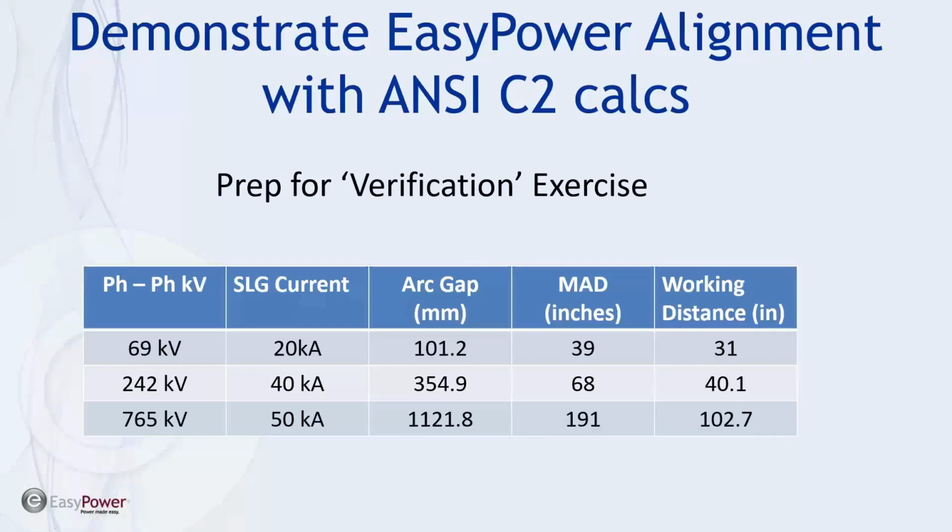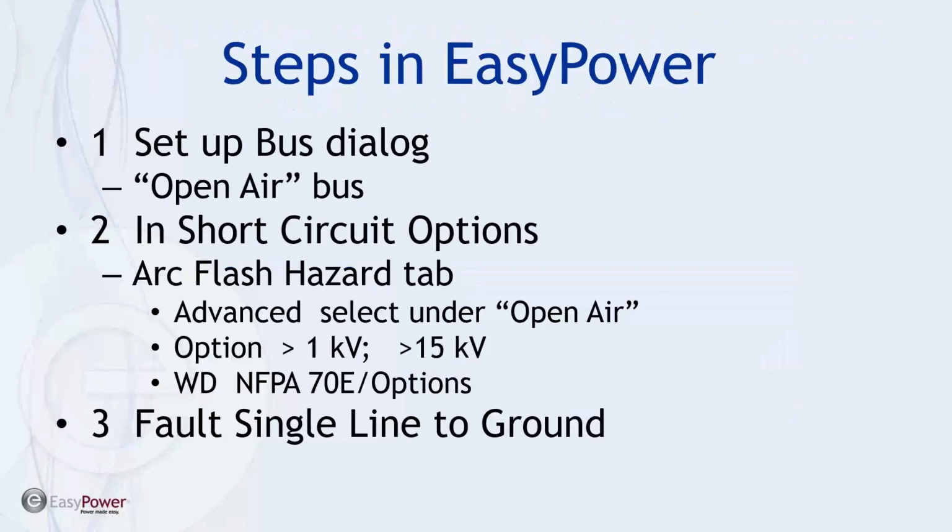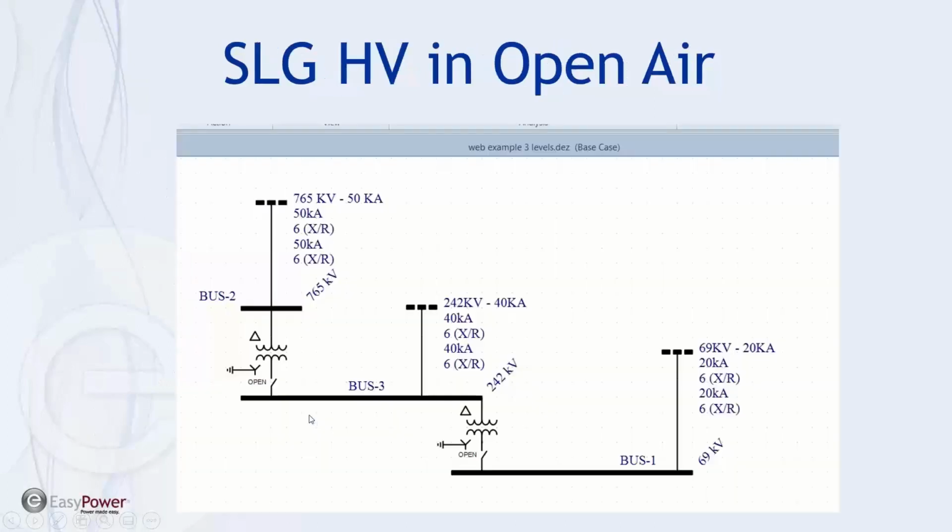Okay, hang with me. In EasyPower, I'm going to set up the bus dialog as open air. And then in the short circuit options, I'm going to go to the advanced tab under Arc Flash and select under the open air to choose either greater than 1K or greater than 15K, and then do a single line to ground fault when I get into short circuit calculations.